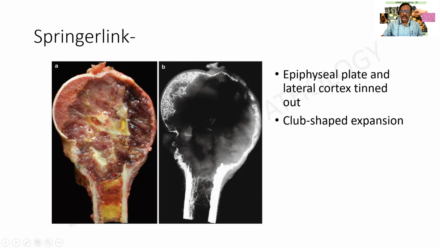So, this is a tumor of the bone in which there is a thinning out of the epiphyseal plate and the cortex. The epiphysis is replaced by a large tumor which is hemorrhagic and it is showing some grayish white strands. This used to be explained as a club-shaped expansion, and radiologically also this can be diagnosed.